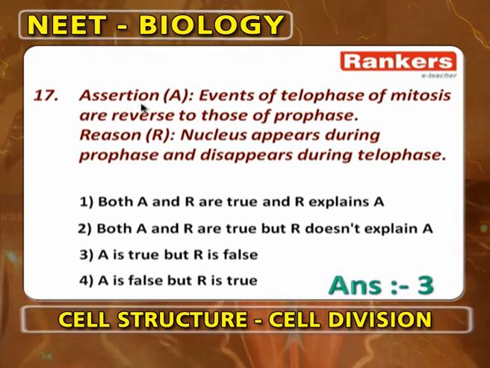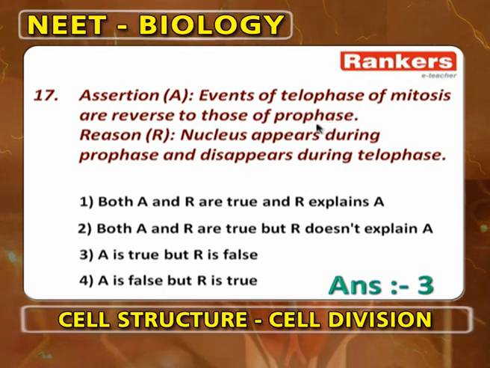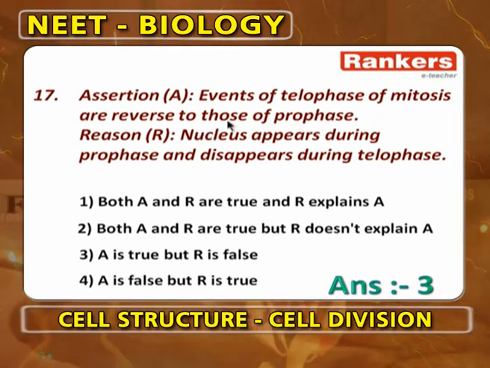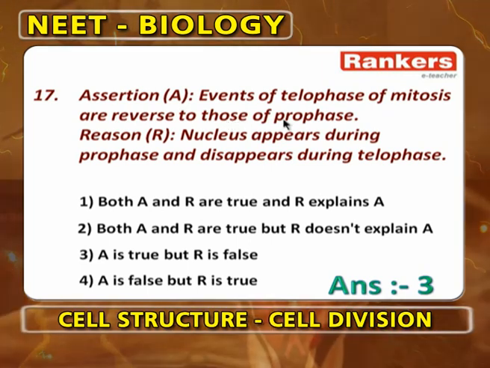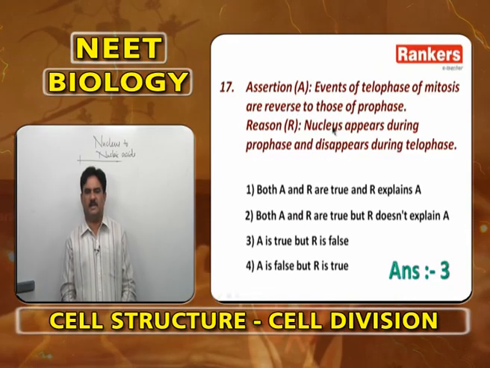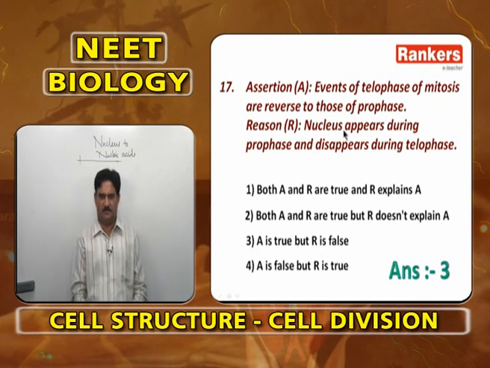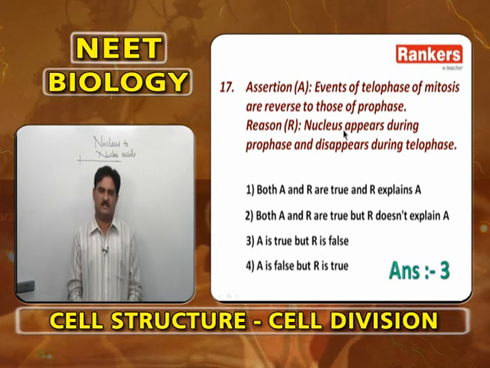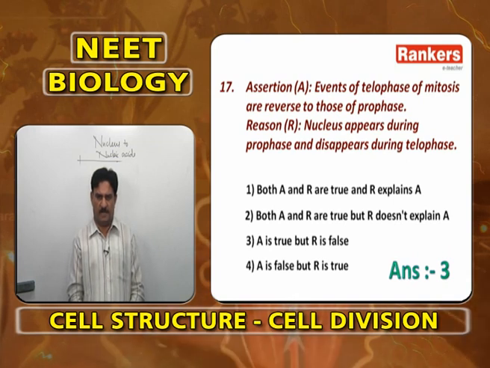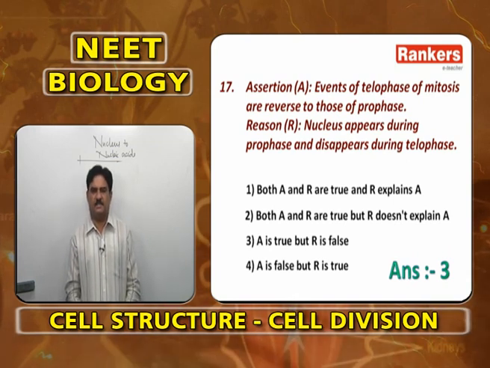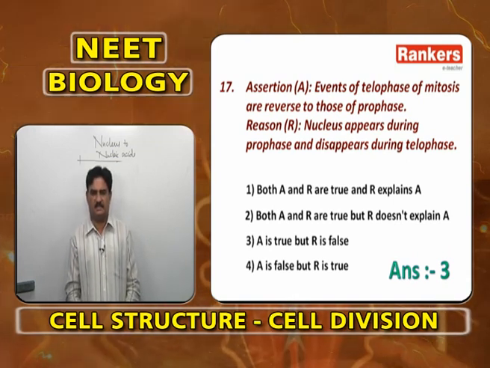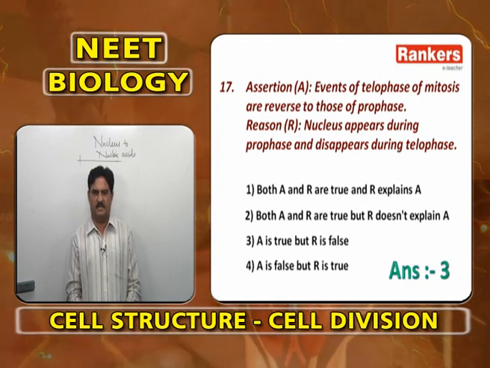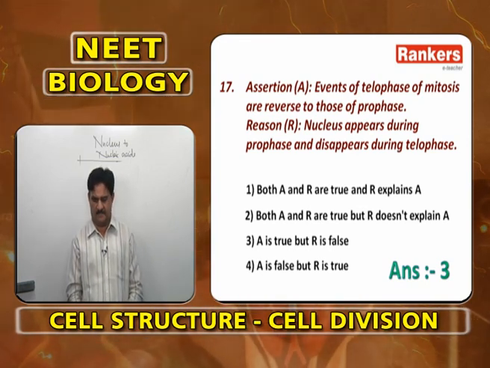This is another assertion and reasoning. Events of telophase of mitosis are reversed to those of prophase is correct, because in prophase chromosomes are formed from chromatin reticulum, and the nucleolus and nuclear membrane disappear. Whereas in telophase, chromosomes that have reached their respective poles become chromatin material. That means in prophase, spiralization or condensation takes place. In telophase, despiralization or decondensation takes place.